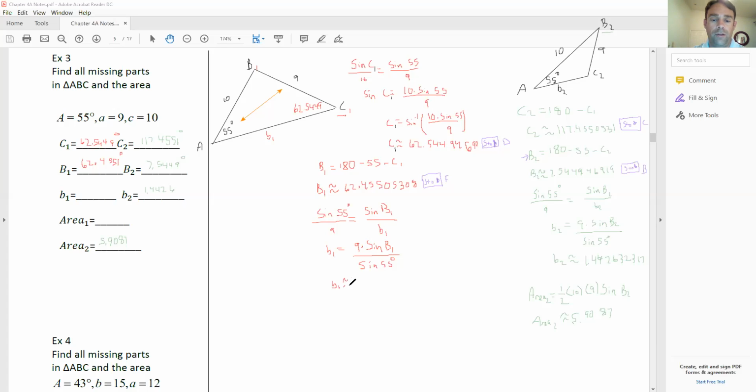And friends, when we plug that in there, B1 ends up being 9.7415797771. So 9.7416. Oops, 6, my bad. My 7 there started looking like a 2. This right here was supposed to be a 7. All right, and then we find the area.